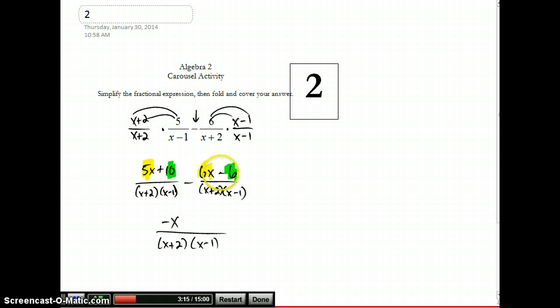And then 10 minus a negative 6. When you subtract a negative, it turns into a positive. So 10 plus 6 is 16. And again, if you'd like to, you can multiply the denominator to get x squared plus x minus 2.